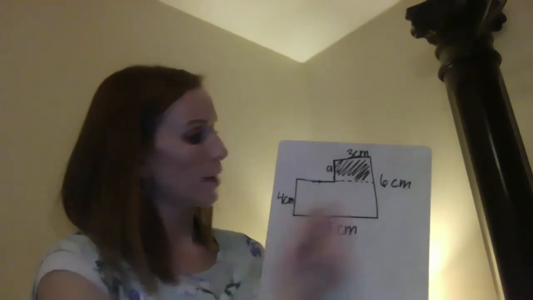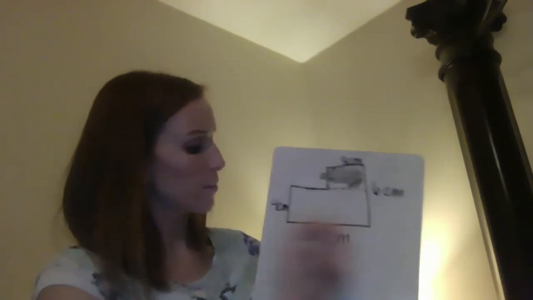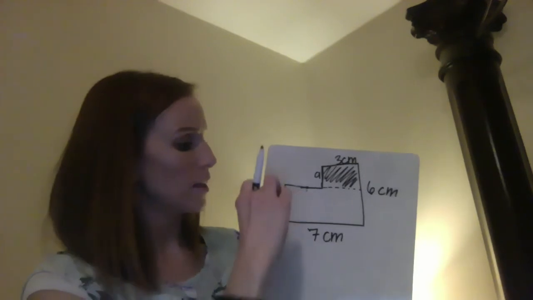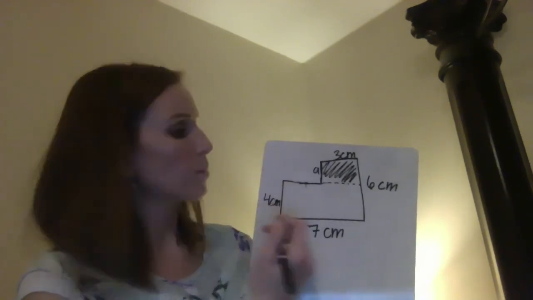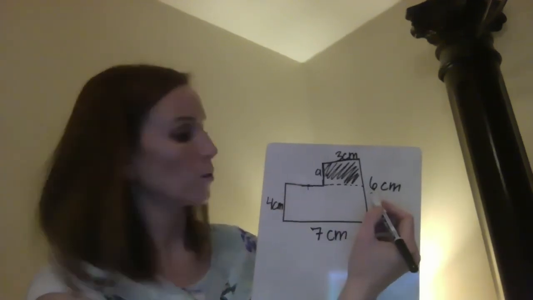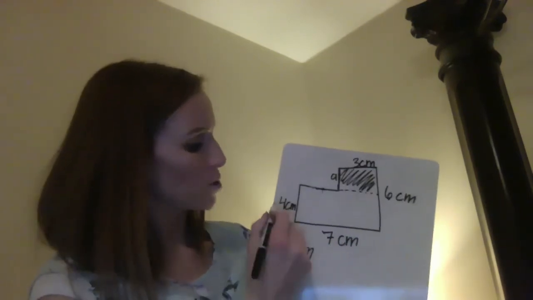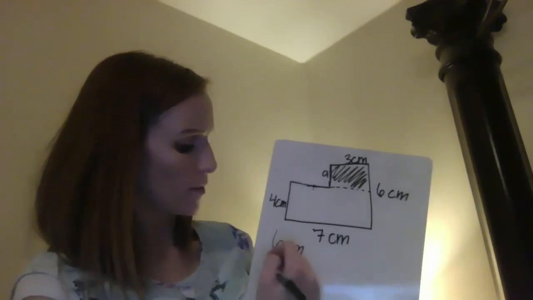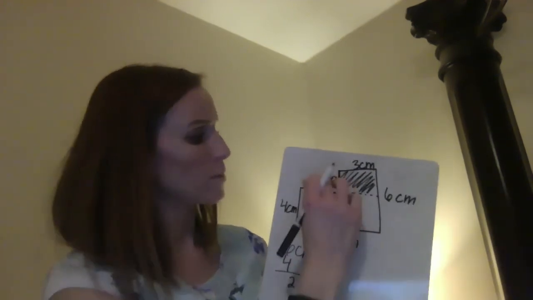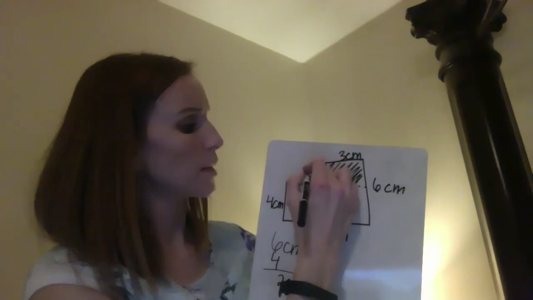And in order to do that, we look at this side, which is complete, because this side is only part. So just like we did with the perimeter, we take the side that we fully know, 6 centimeters, and we subtract what we have. So we have 2, which means that A equals 2 centimeters.